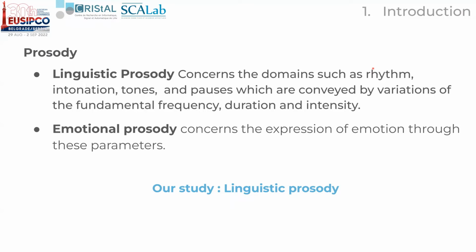We know we have two types of prosody, linguistic prosody and emotional prosody. Linguistic prosody concerns domains such as rhythm, intonation, tones, and pauses, which are conveyed by variations of the fundamental frequency, duration, and intensity of our speech. And emotional prosody actually, through these parameters, expresses emotion. And the focus of our study is linguistic prosody.